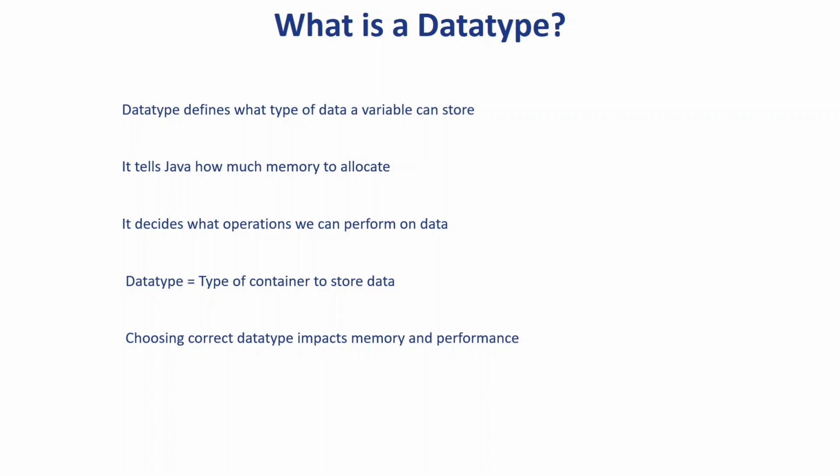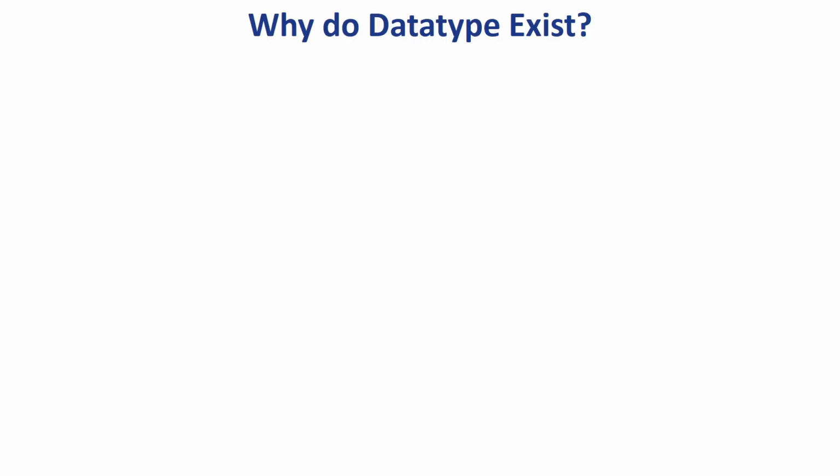In real backend systems, choosing the correct data type is very important because it directly affects memory usage and application performance. For example, when we design database tables or entity classes in Spring Boot, selecting proper data types is extremely important. So why do data types exist?